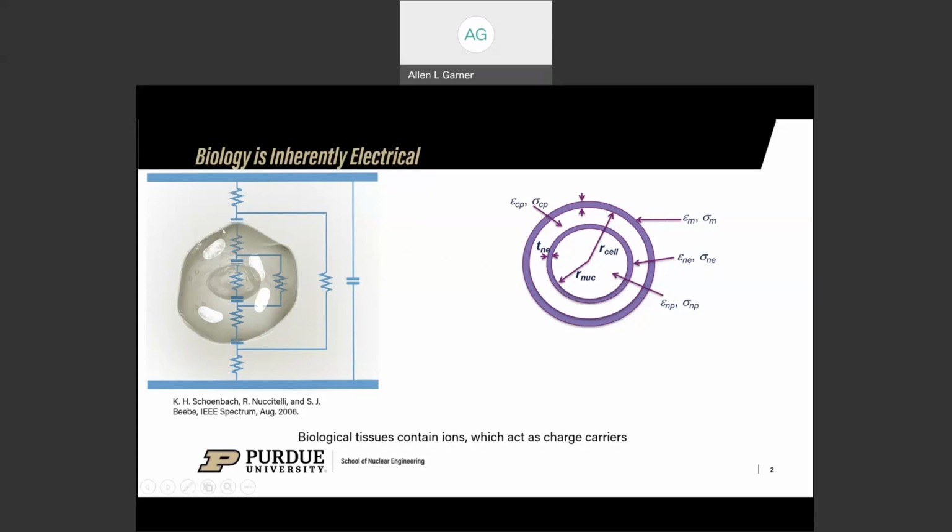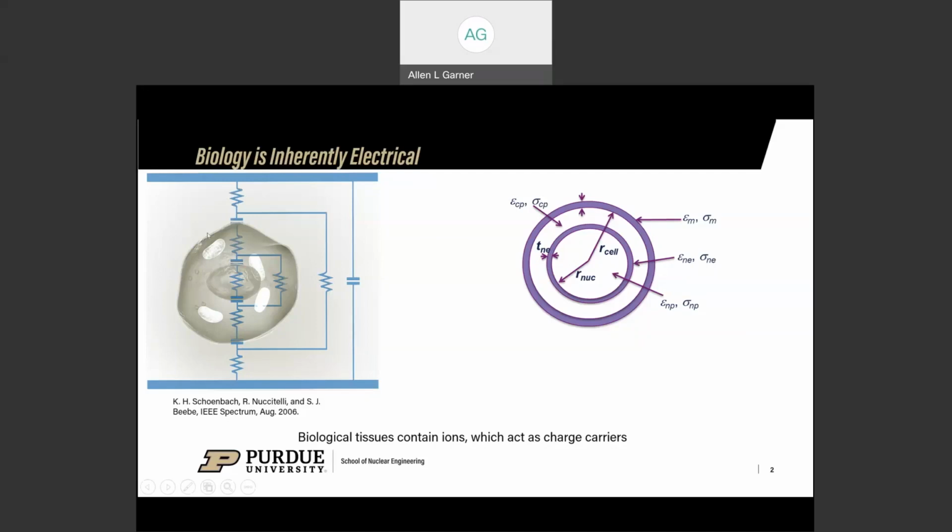Now, a cell isn't just standing in vacuum. It's usually surrounded by some extracellular fluid. In vivo, this is blood. In vitro, it might be some sort of buffer solution. The buffer solution contains ions. You can think of these ions as charged particles that can move, and there's going to be a resistance associated with that. So you see the resistance here and here, which represent that resistance.